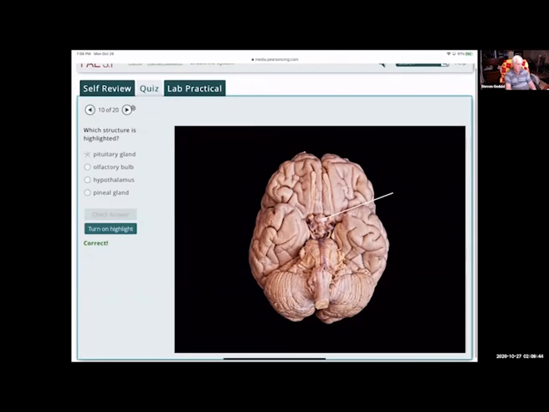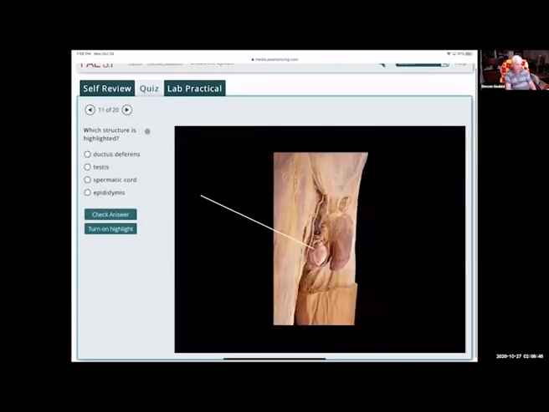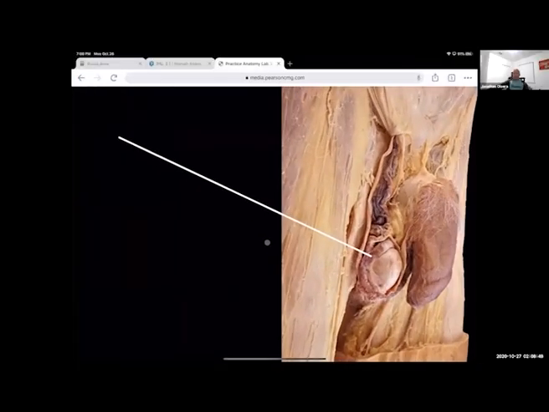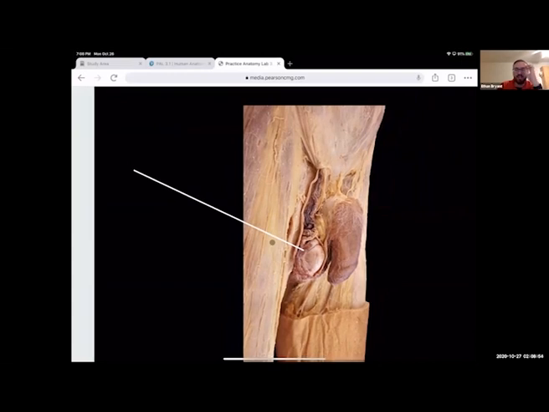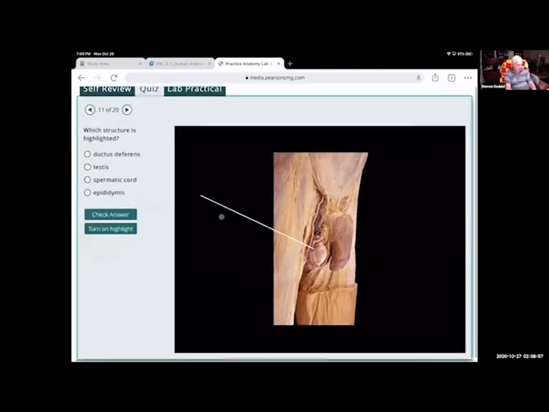Perfect. Okay, male or female? Male. Everybody should get that right. You don't need anatomy for this one. And what is this structure here, pointing to that tube right there? The epididymis. That's the epididymis that connects there from the testes. And the ductus deferens used to be called the vas deferens. We haven't gotten into that chapter yet, but we will. But that's your epididymis.